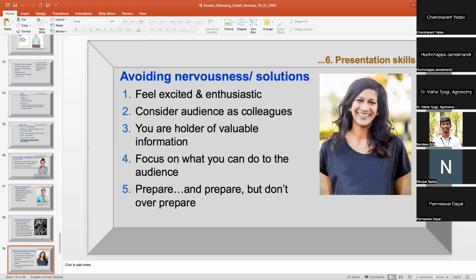Avoiding nervousness: what are the solutions? First thing is to feel excited, enthusiastic. Prepare it well. Consider the audience as your colleagues. Okay, colleagues, no problem. What can they do? Just consider them as human beings. They are from the same earth. They are from the same land.